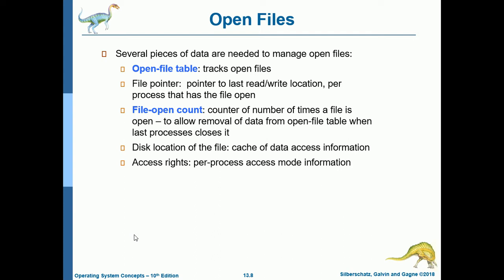And then the disk location of the file, a cache of data access information, and the access rights per process, which is access mode information. So we will be dealing with the access rights. And then of course the disk location. As you can already see in the properties, we already have the path name where the file is located. So how about this file open count? Let's illustrate a file open count.